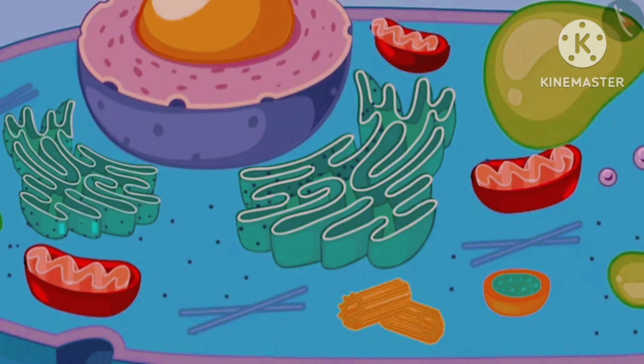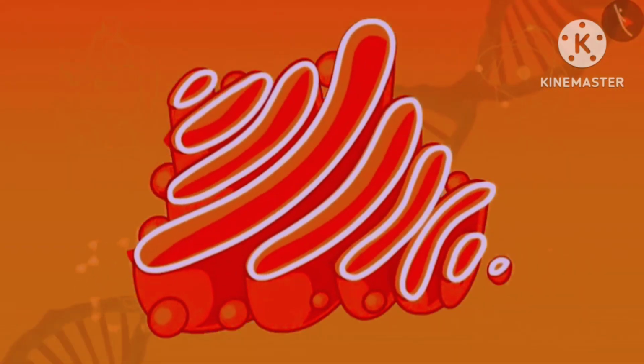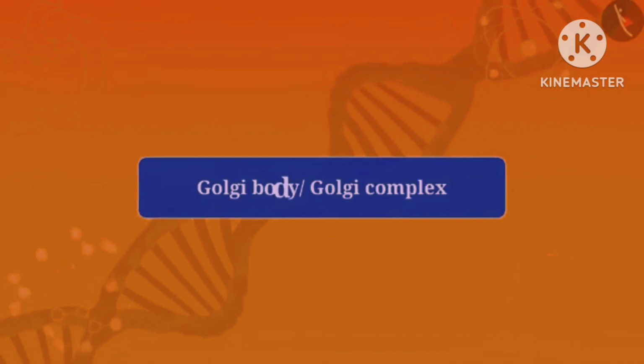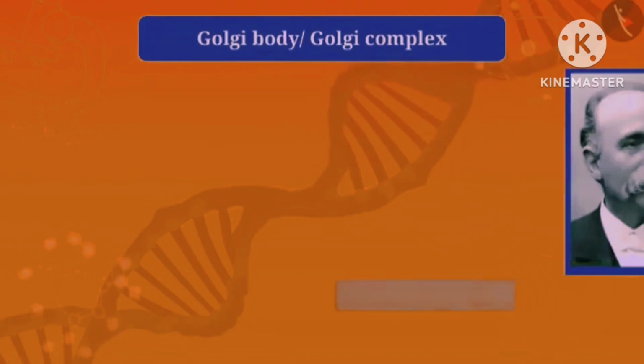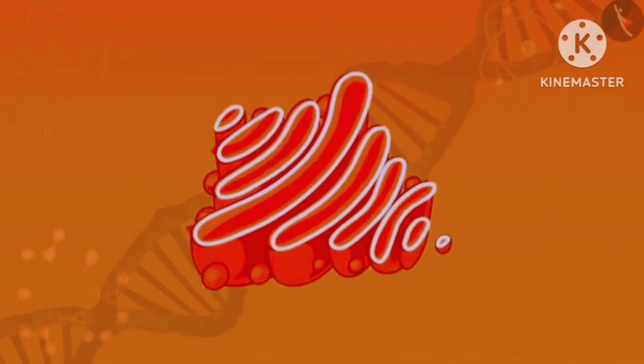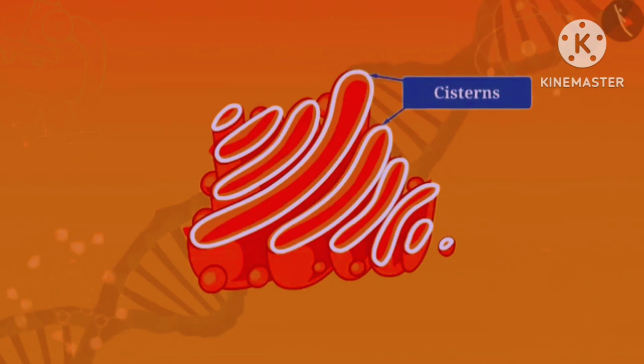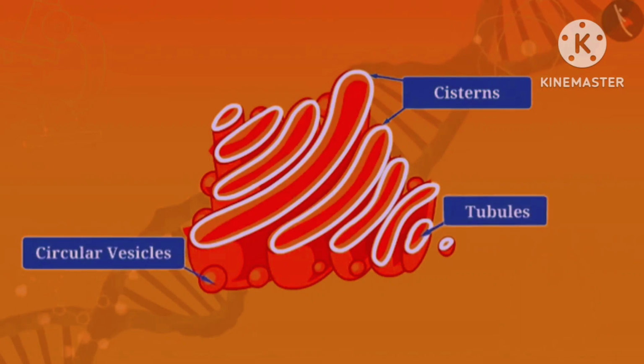Now, we will understand the next cell organelle, the Golgi apparatus. It is also called Golgi body or Golgi complex. It was discovered in the cell in 1898 by Camillo Golgi. It consists of a system of membrane-bound vesicles arranged approximately parallel to each other in stacks called cisterns. Golgi apparatus also has circular vesicles and tubules.